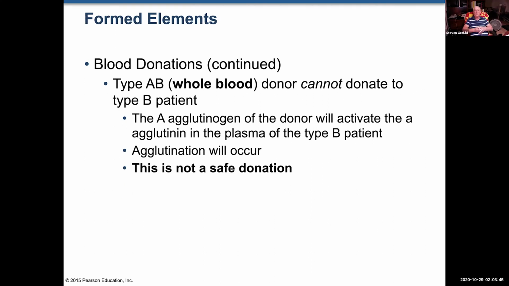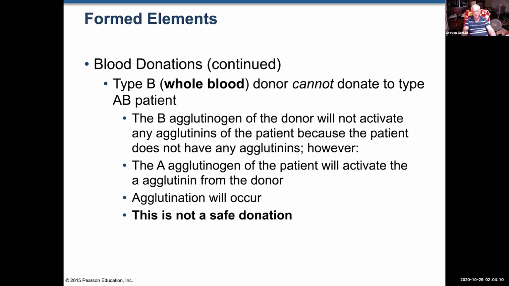Okay, AB whole blood cannot donate to a B patient. Again, if you have a B patient with type B blood, what do you have in their plasma? What's circulating? What antibodies? A. Perfect, type A. If you give them AB blood, they're going to find the surface antigen A and they're going to destroy it. So that's not a safe donation.